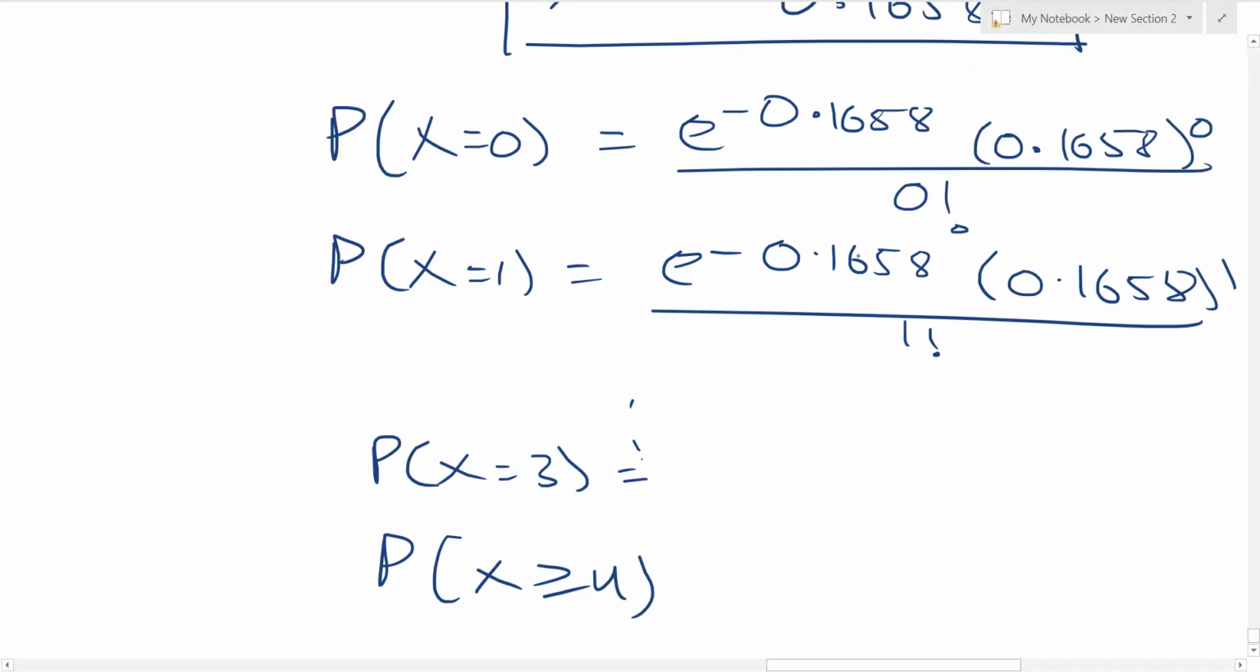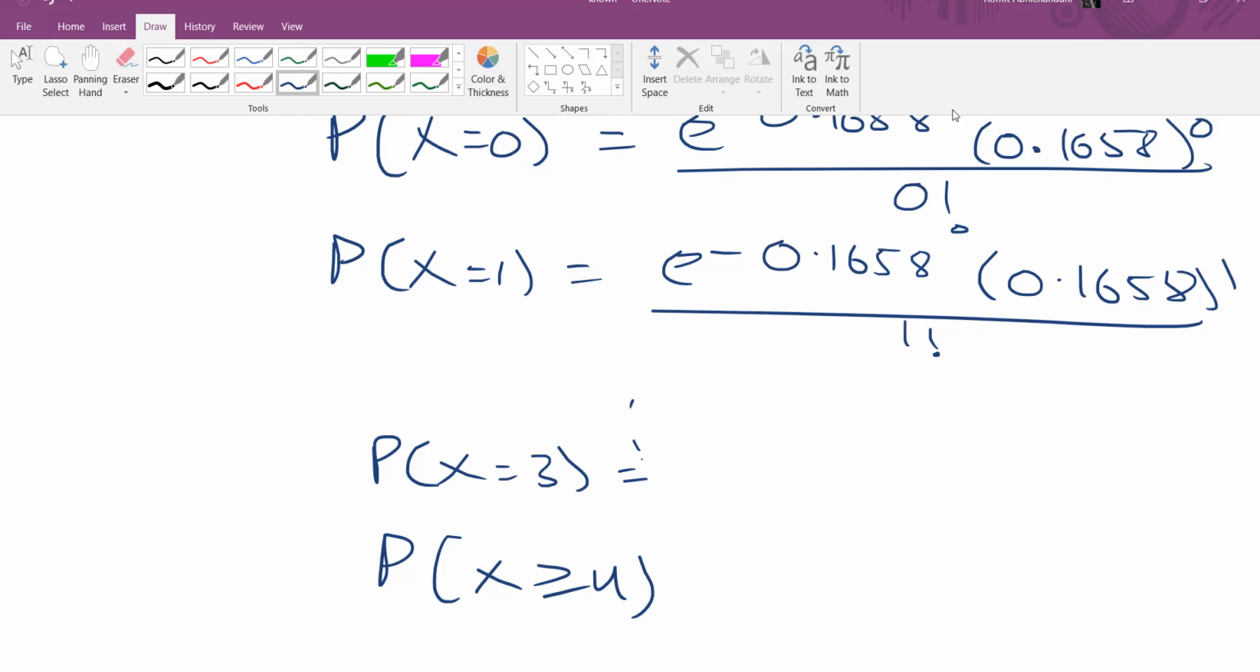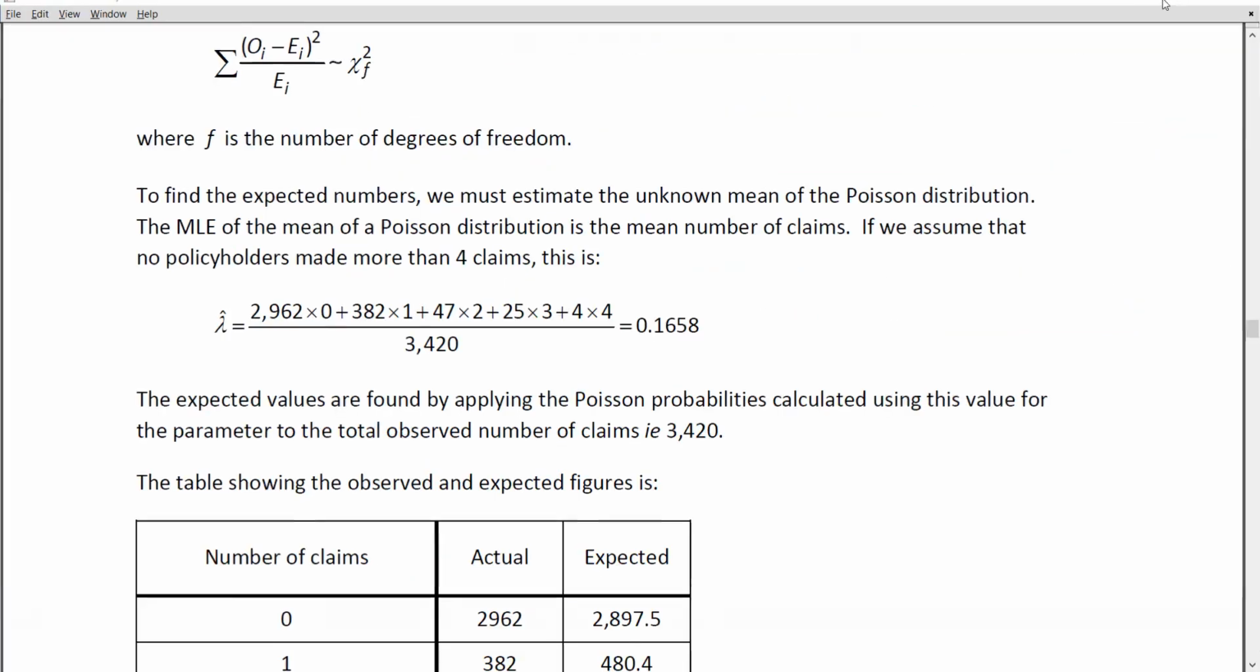So let's do these directly on a calculator. There's an easy way to do it on the calculator by saving the values. I'll show you how to do that. So let's open the calculator on this.